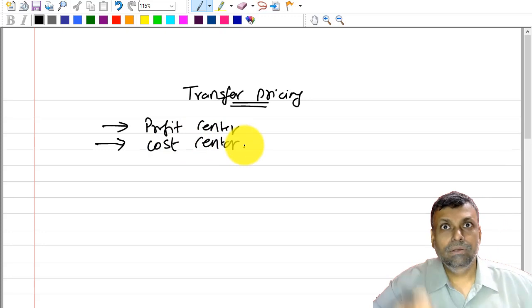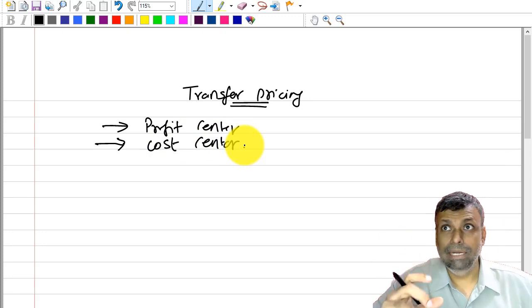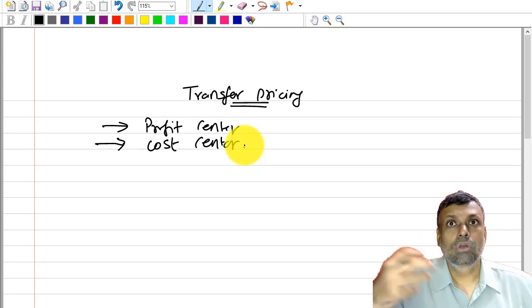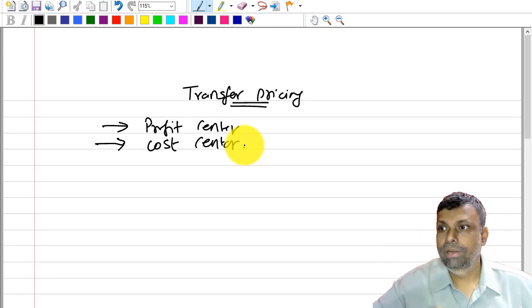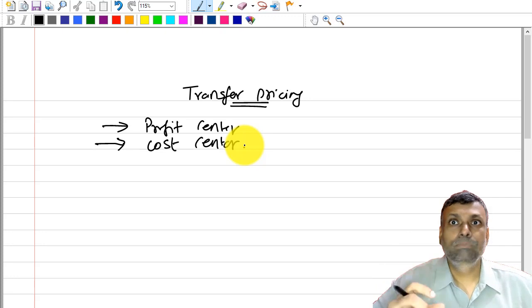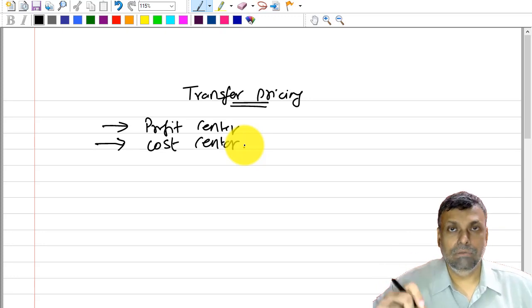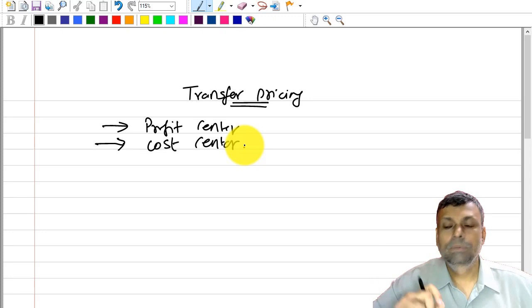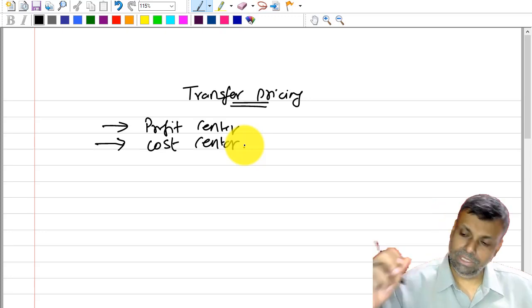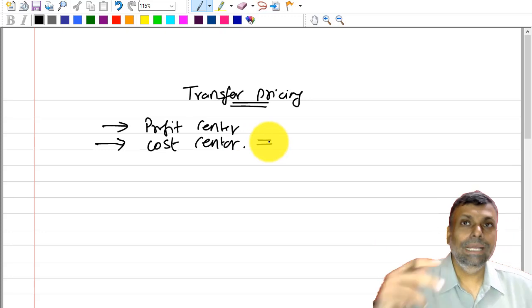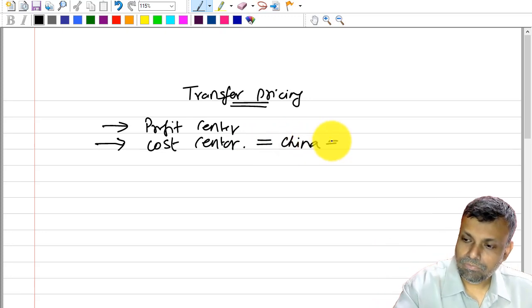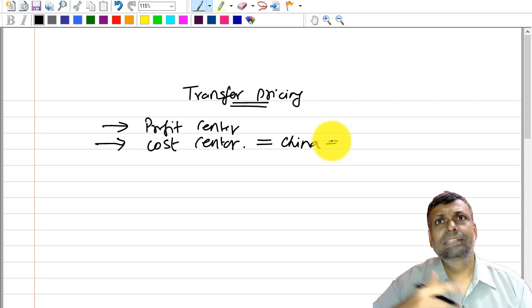I repeat, internationally, friends, at the government level, I'm telling you how the governments actually think and how the governments try to talk about taxation in international trade. There are two types of fundamental sentiments of the government in the international situation. One is profit center, other is cost center. Okay, what is that? See, one type of government is something like China.